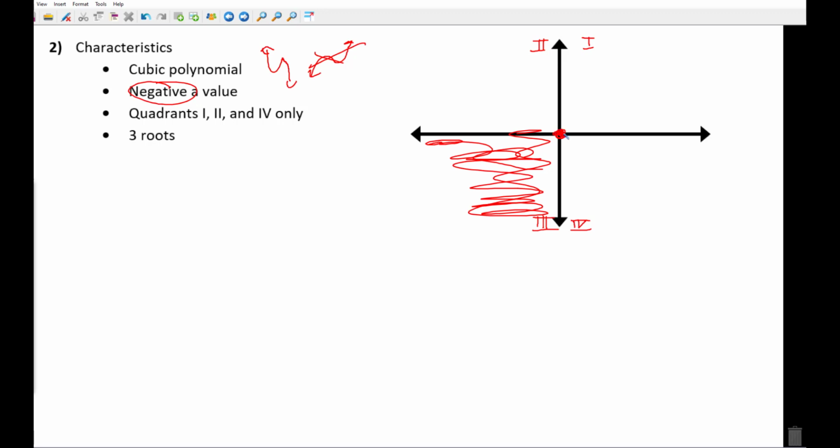So the first x-intercept I have is at the origin. Y'all could have put it anywhere as long as it's in the positive x. And I'm going to come through, touch and go through, touch and go through. And there's my graph, because I needed 3 roots, so I have to touch it 3 times.